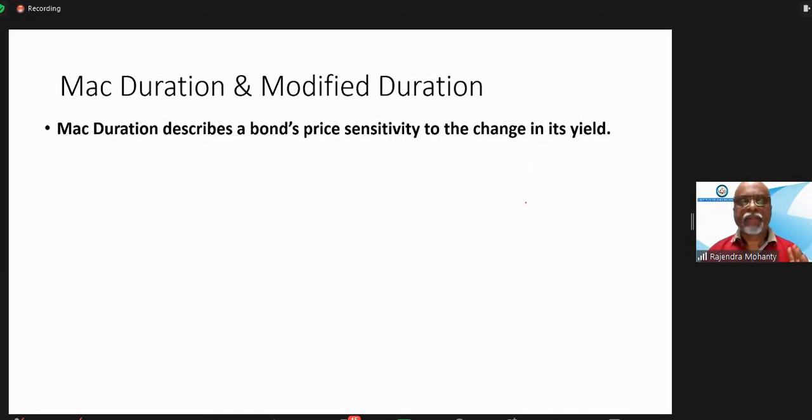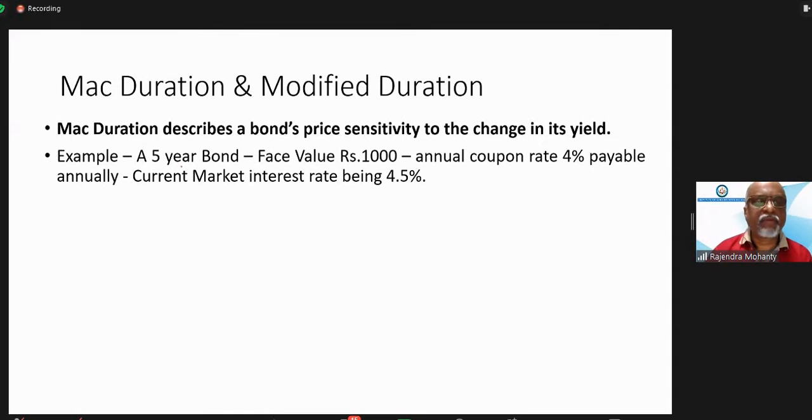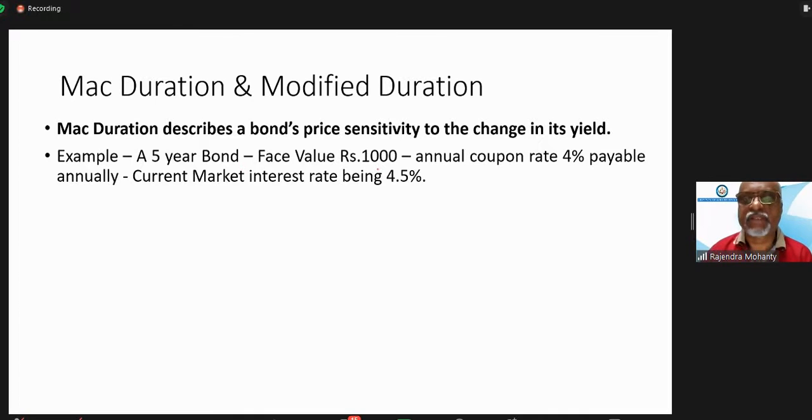Okay. Now, suppose there is example 5. We will see how this Macaulay duration is calculated and how this modified duration is calculated and where it is to be used. Suppose there is a 5-year bond. Face value is 1,000 rupees. Annual coupon rate is 4%. And the current market interest rate is 4.5%.